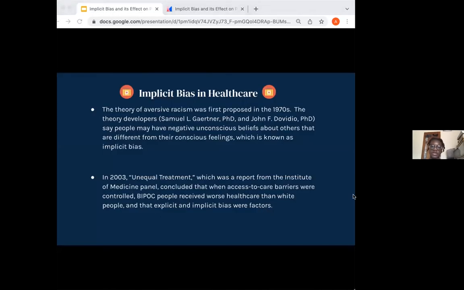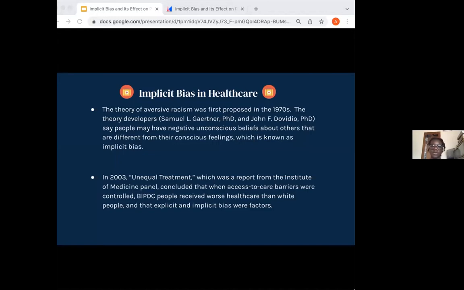So the theory of aversive racism is defined by theory developers Samuel L. Gaertner, PhD, and John F. Dovidio, PhD, as people who consciously advocate egalitarian beliefs but subconsciously have negative feelings toward people of color. They said that people may hold negative unconscious beliefs about others that are different from their conscious feelings, which is known as implicit bias.